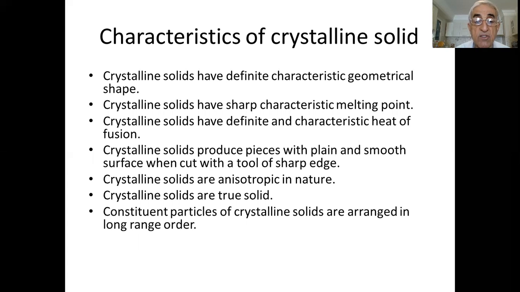Characteristics of crystalline solid. Crystalline solids have definite characteristic geometrical shape. Crystalline solids have sharp characteristic melting point. Crystalline solids have definite and characteristic heat of fusion. Crystalline solids produce pieces with plain and smooth surface when cut with a tool of sharp edge. Crystalline solids are anisotropic in nature. Crystalline solids are true solids. Constituent particles of crystalline solids are arranged in long-range order.